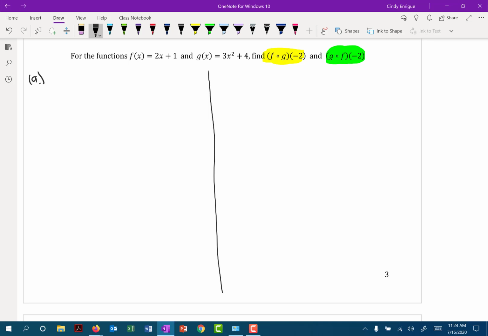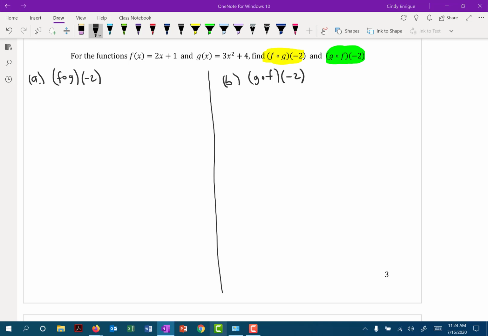So for part A, we are figuring out f composed with g with respect to -2. Part B, we are figuring out g composed with f with respect to -2. So the only difference between A and B is the order. Here it's f composed with g, and the next one is g composed with f. So those mean totally different things because of the order that it's written, okay?